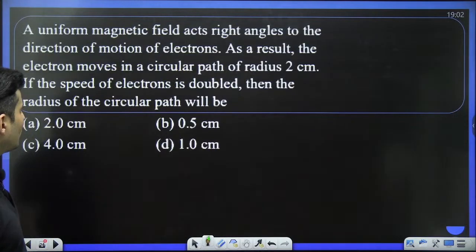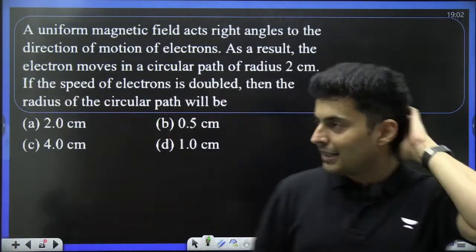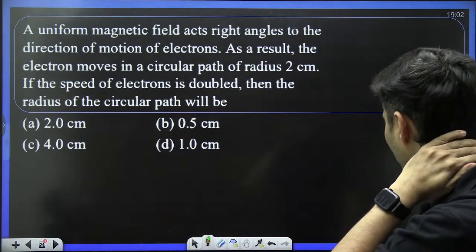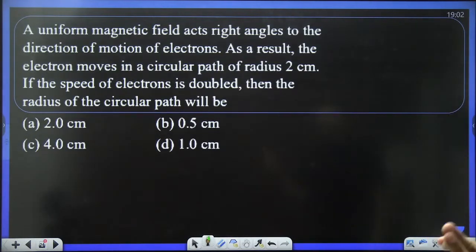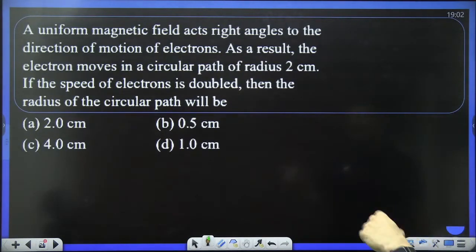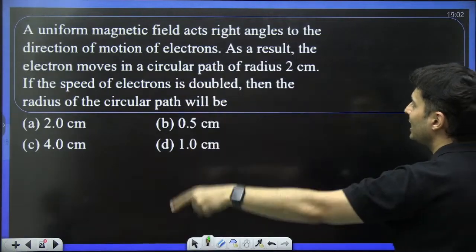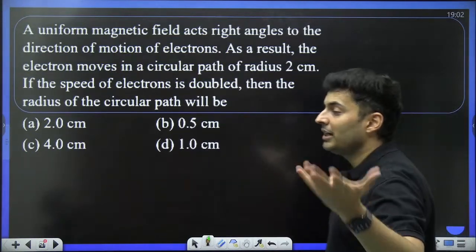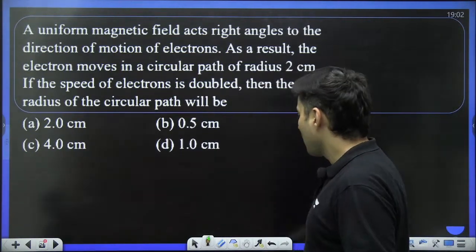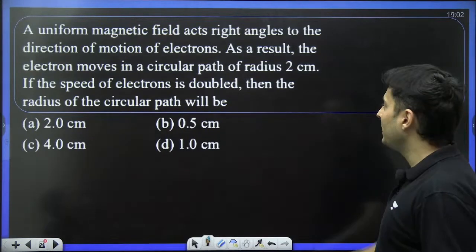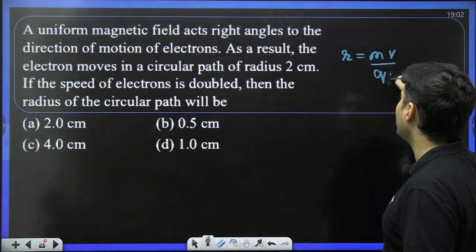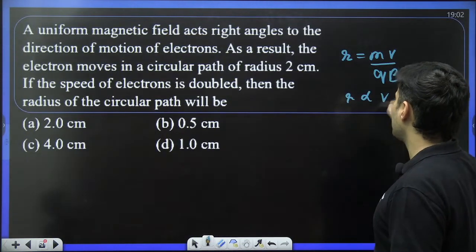Moving on to the next question coming up on your screen. Here it is. A uniform magnetic field acts at right angles to the direction of the motion of the electrons. Okay, acts perpendicular to the direction of the motion of the electrons. As a result, the electron goes in a circular path. Radius is given. Speed is doubled. What will happen to the radius? Think logically. How many times will the radius change and what will be the new radius? We all know radius is mass into velocity divided by QB. So radius is basically proportional to velocity.